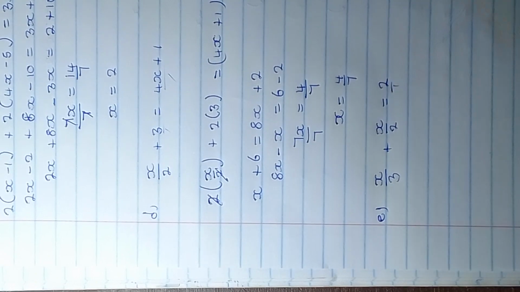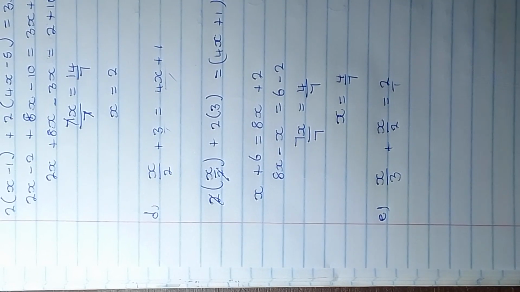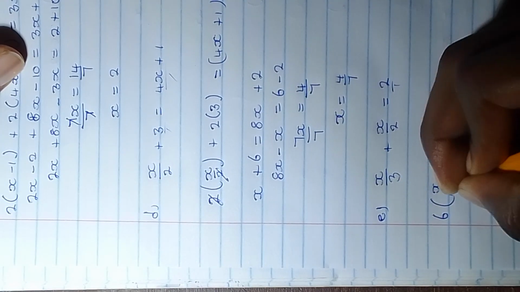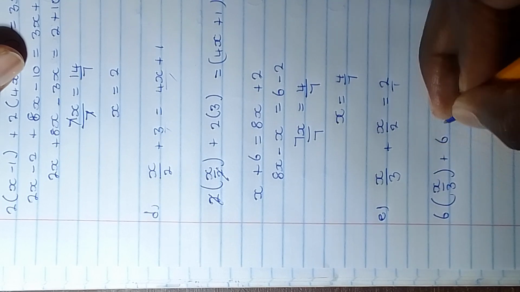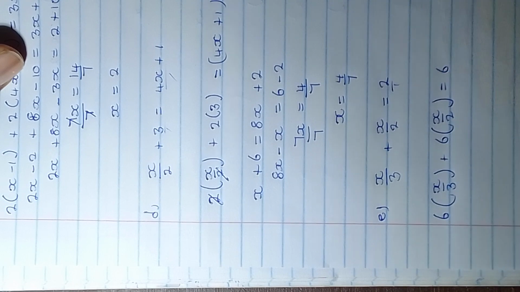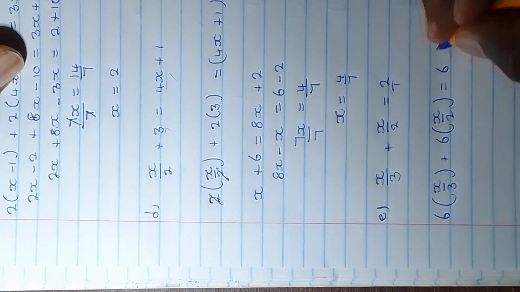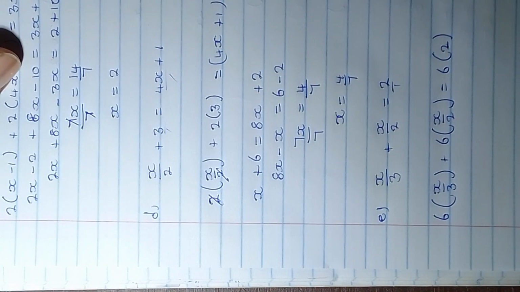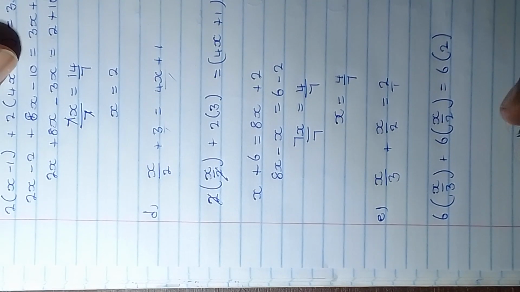We have 2 and 3. What is the lowest common factor? It is 6. Then we're gonna have 6 into x over 3 plus 6 multiplied by x over 2, and this side, don't forget to multiply it by the LCM, because in the previous video I said we multiply the whole equation by the LCM.